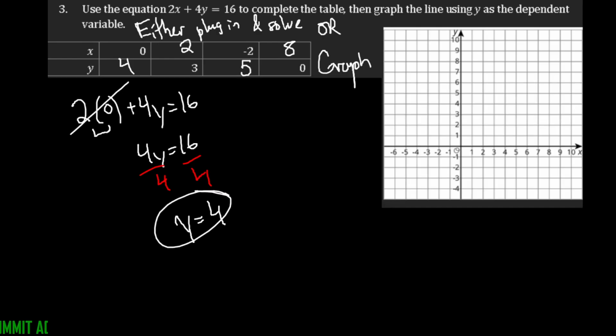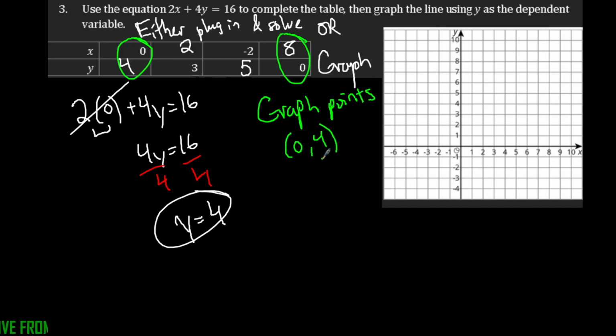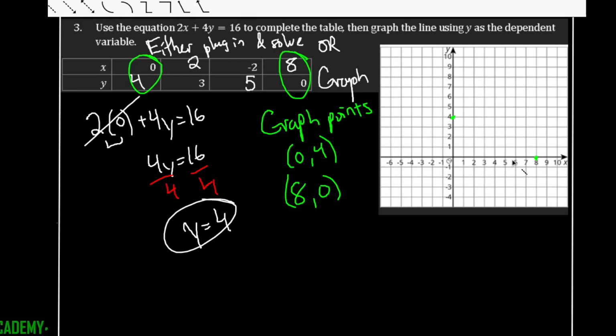All right, then make sure you can graph it out on your points given. So I'm actually going to graph out these 2 points. Let's graph out the point 0, 4 and the point 8, 0. Again, any 2 points work, but I like those 2 points because they're on the x and y-axis.